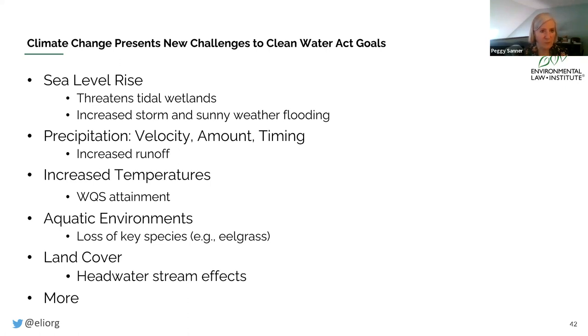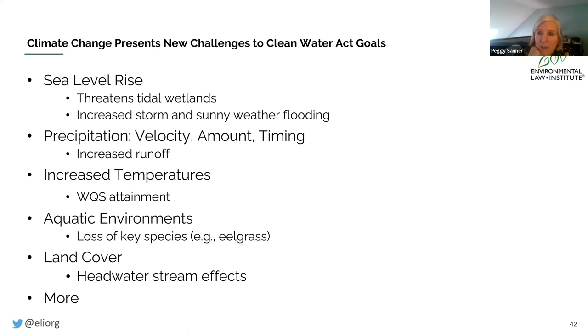On our coastlines, sea level rise will indeed threaten tidal wetlands. It will drown many of them, and it will try to create new wetlands in areas that are now agricultural lands, cities, residences. Very significant effect on loss of wetlands, but also on increasing pollution to these waterways resulting from the flooding and rise of the sea level. Increases in storm and sunny weather flooding, increases in the velocity, the amount, and the timing of precipitation. We've seen all the extremes across the nation in the last year, and these trends affect every part of the country.